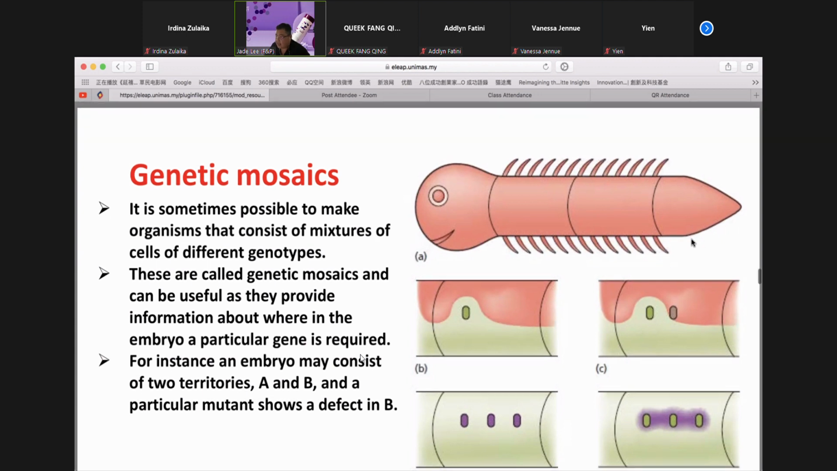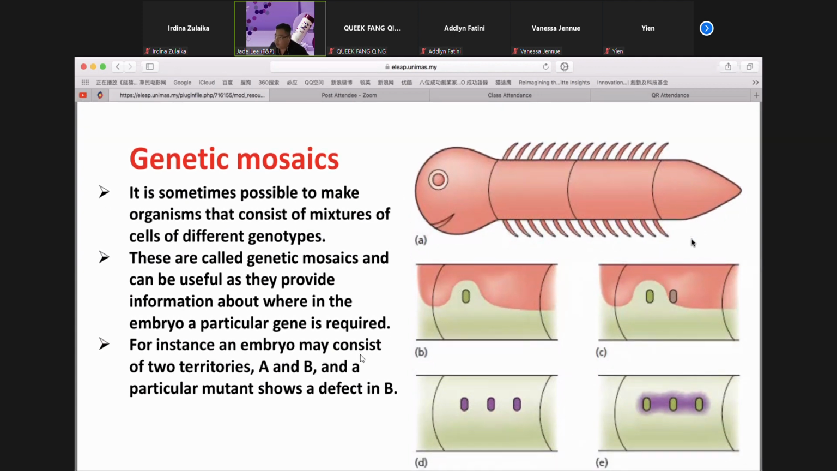So especially during the cell signaling or gene communication lecture. If you look at genetic mosaic, sometimes it is possible to make an organism that consists of a mixture of cells of different genotypes. So genetic mosaics can be useful as they provide information about where in the embryo in particular a gene is required. So we know specifically the locations of the domain where the gene is expressed.